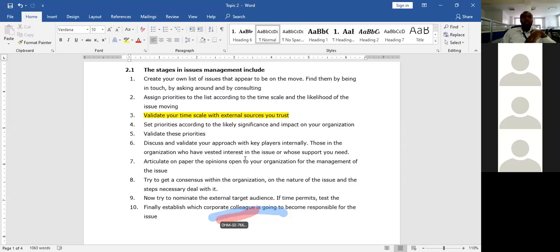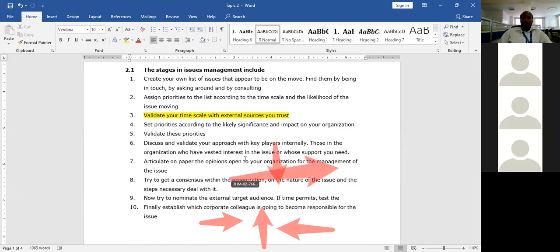The external sources are external organizations. For example, if you're dealing with fire issues, you can liaise with the Nairobi Metropolitan, the fire company that deals with fire. You can deal with such an organization and ask them.